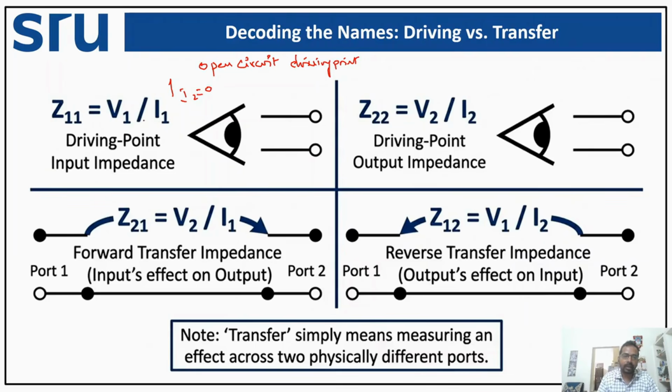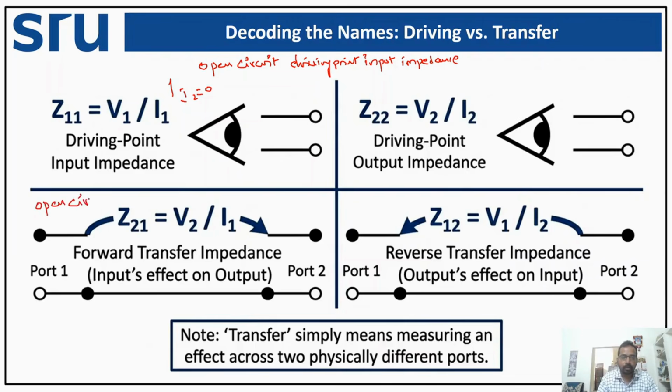So we are going to say it is the driving point input impedance. Why impedance? Because it's a ratio of voltage and current. So the name for this particular Z11 can be given as open circuit driving point input impedance. What about this Z21? This is also obtained when we are trying to open the second port.